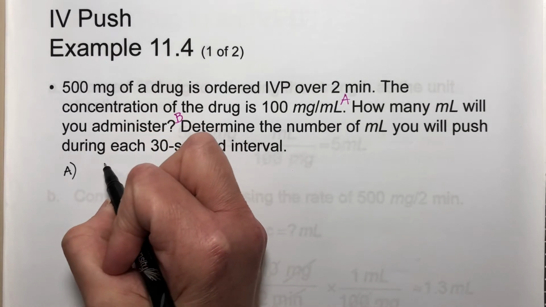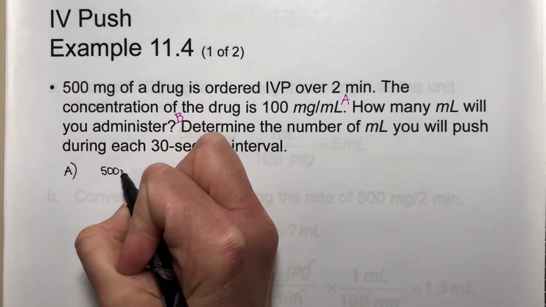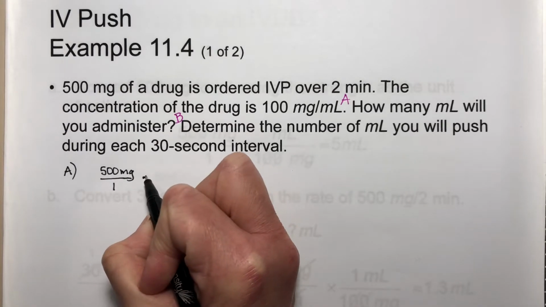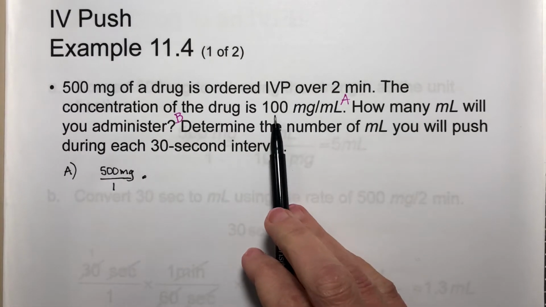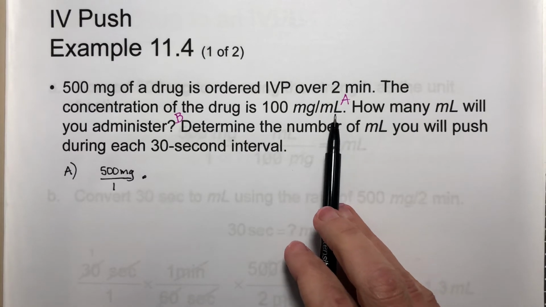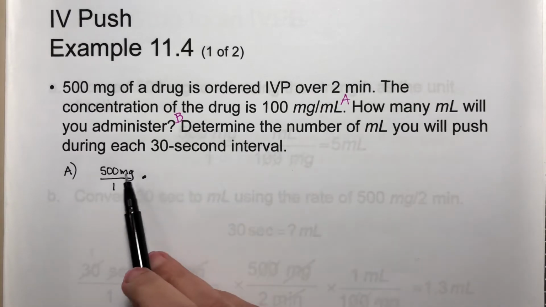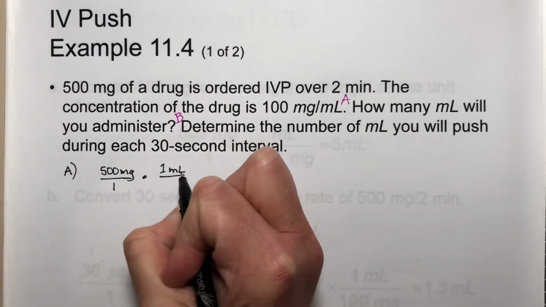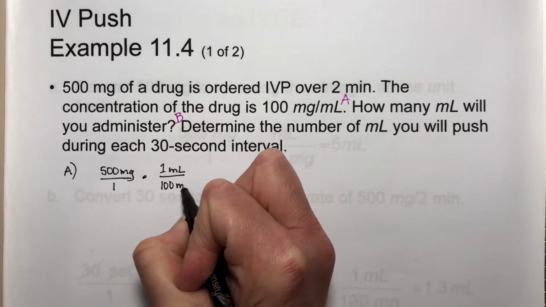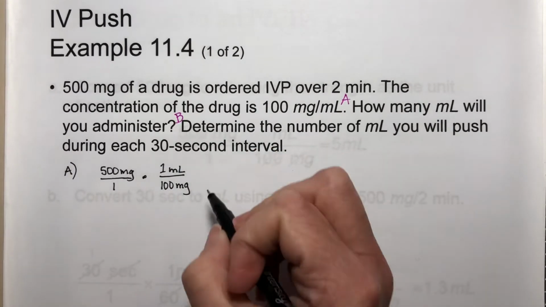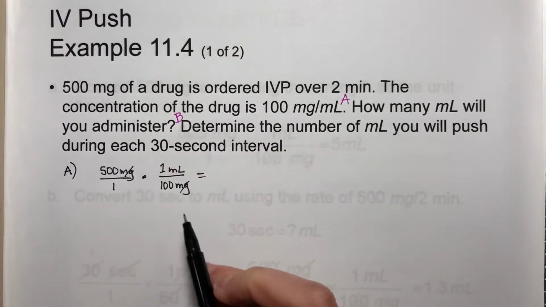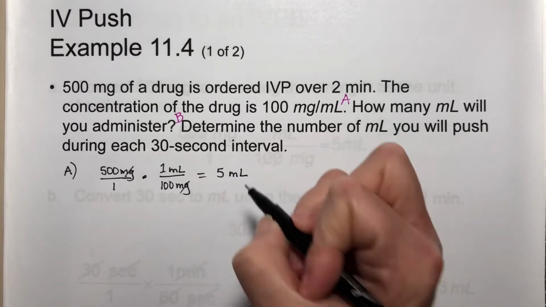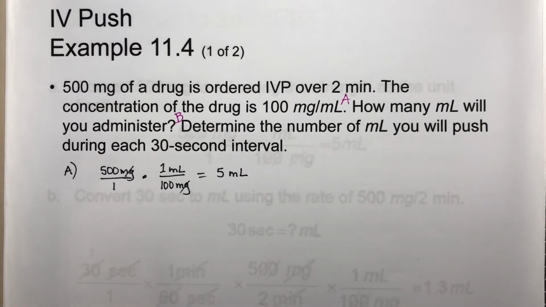So we start off with 500 milligrams, the amount that is ordered, and that's over 1. And we want to multiply that by 100 milligrams over milliliters. We want milliliters in the end, so we want that in the top, and we want to cancel out our milligrams. So I do 1 milliliter for 100 milligrams. Okay, and then here your milligrams cancel out, and you end up with 500 over 100, which is 5. So I'm supposed to administer 5 milliliters of the medication overall.